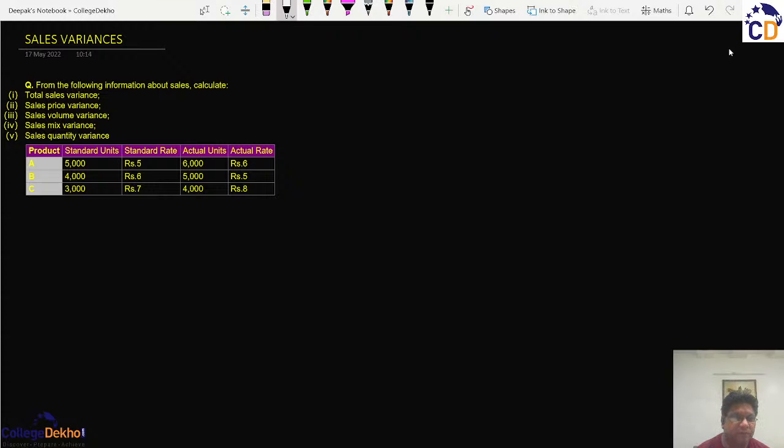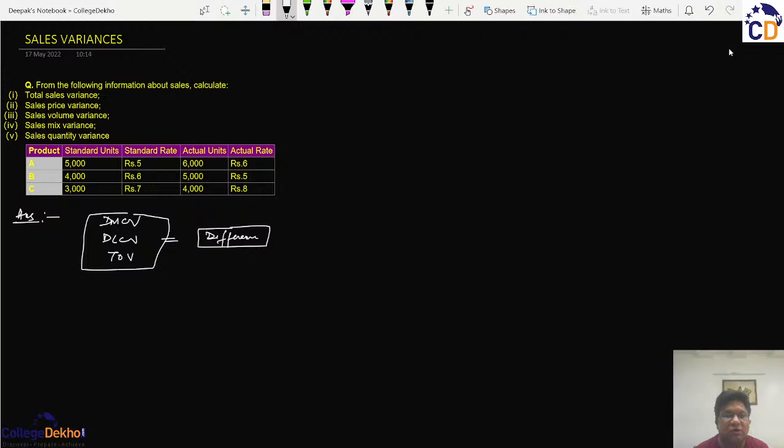Today we will take up the sales variances topic from the standard costing and variance analysis chapter. We have already discussed direct material variances, direct labor variances, and total overhead variances, primarily the fixed overheads. The formulas showed that the difference between what should have been the cost, that is the standard cost, and not the budgeted cost, was compared against the actual cost.